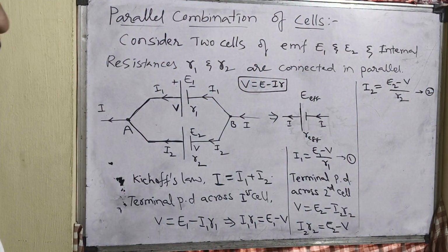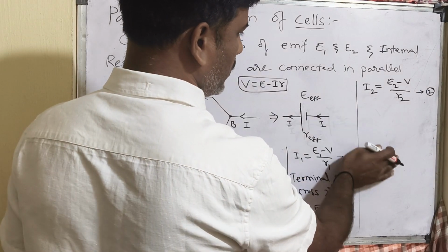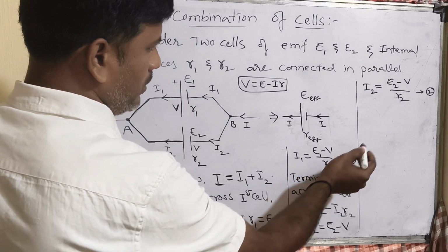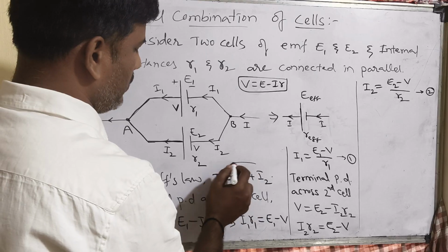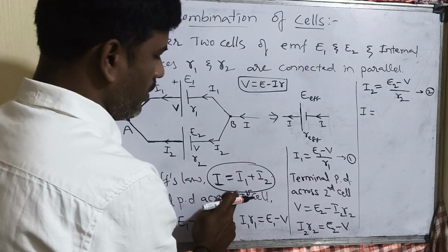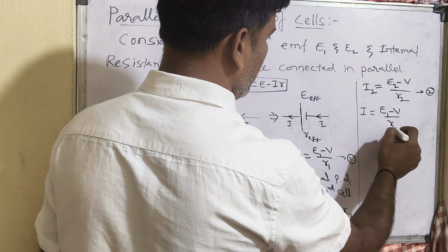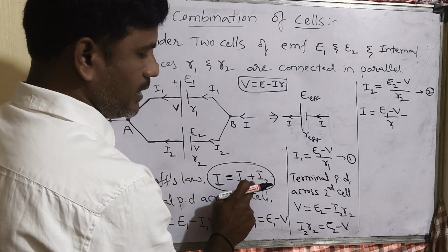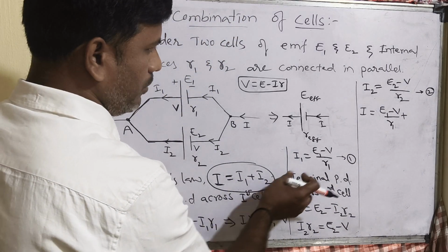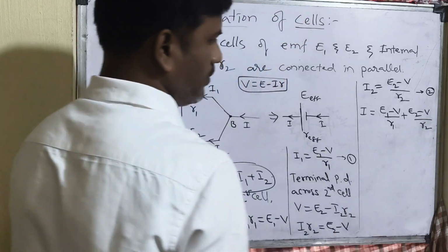Then what do we want to find out? The net current. So by using this equation, total current, then total EMF we want to find out. So this I1 value and this I2 value we substitute in this equation. How to substitute here? I is equal to I1. I1 means this one, E1 minus V by R1, plus, next the I2 value, E2 minus V by R2.